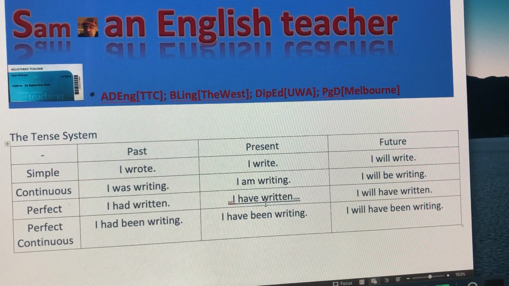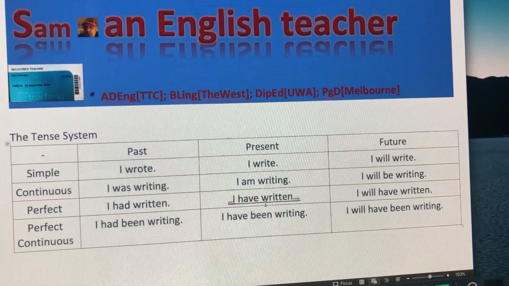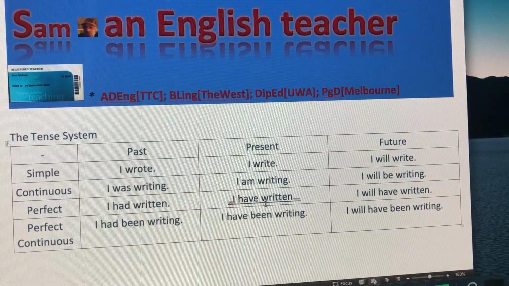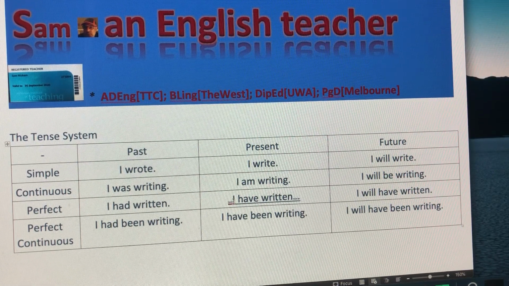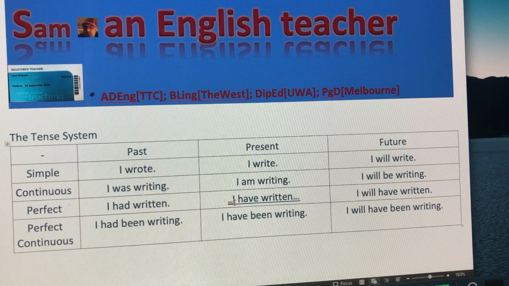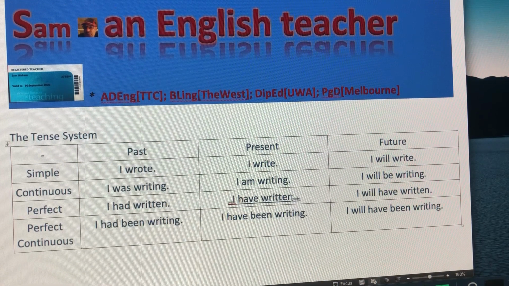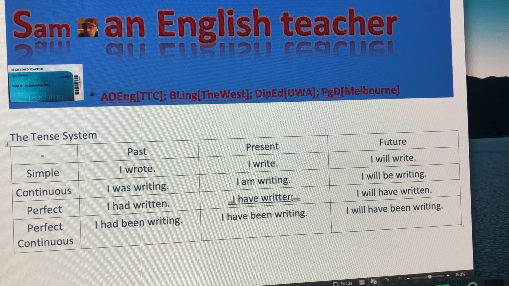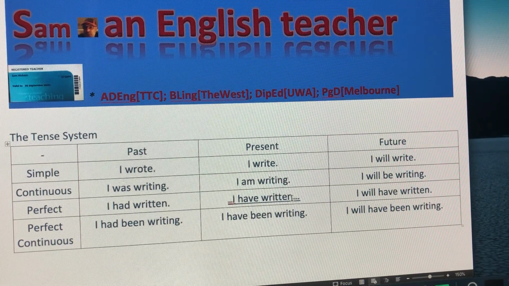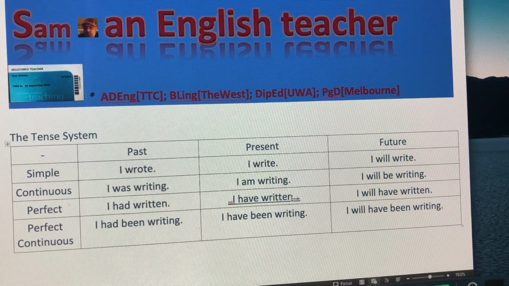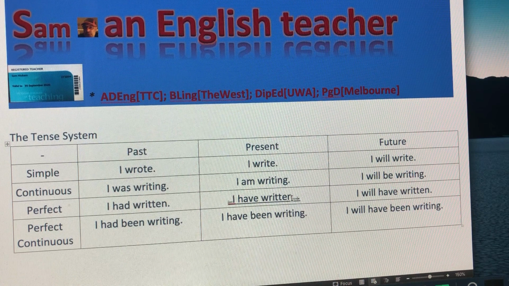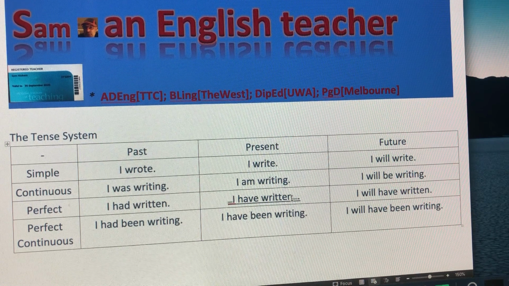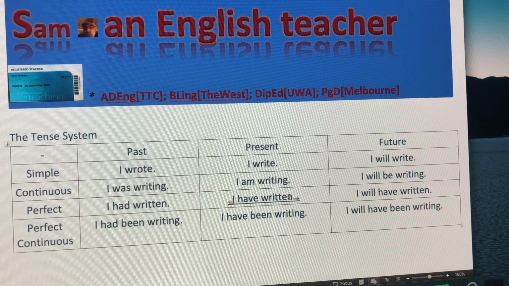So, it's a period of time. I have written is present perfect over a period of time that has started from the past, maybe yesterday, the day before, a couple of years before, and it continued, maybe not continuously, but it went over a period of time to finish now, and it has finished now that I'm talking.